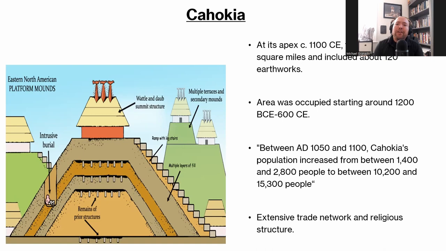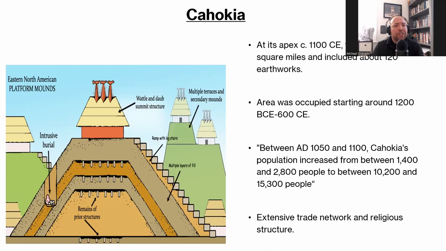But around 1200 BCE is when we start to see permanent or semi-permanent settlements established there. But it's not till 600 CE that we get permanent residents inhabiting the site of Cahokia. The civilization will reach its peak around approximately 1100 CE. And at its peak, the city would incorporate about 6 square miles and would include over 120 different earthworks, various mounds of different sizes and shapes that were used for different purposes.